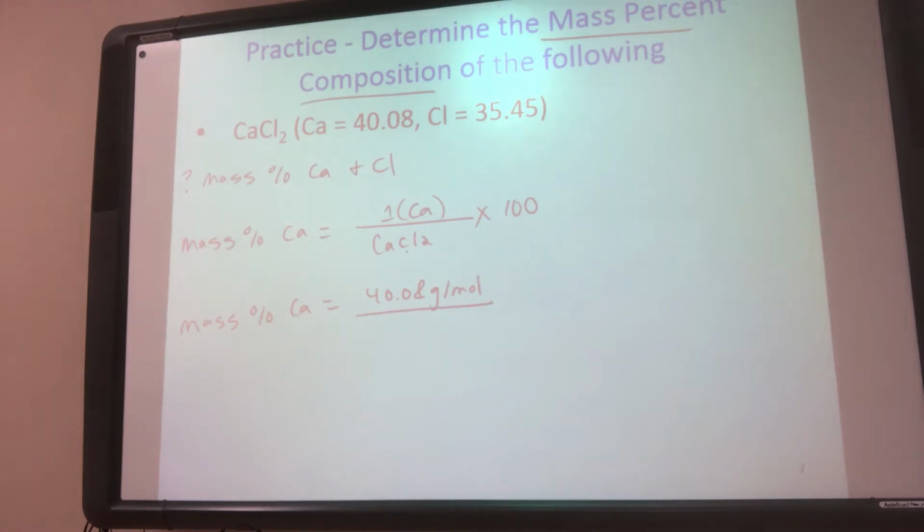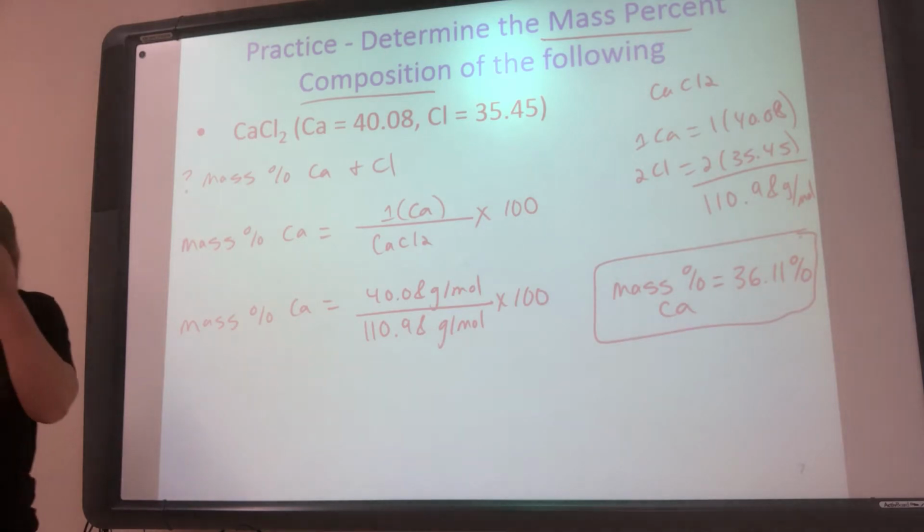divided by the mass of the whole thing. So I need to add up the whole thing. You have 1 Ca, you have 2 chlorines. This is 1 times 40.08. This is 2 times 35.45. And you get 110.98 grams per mole. So then we do 40.08 divided by 110.98 grams per mole times 100, and when we do this math, we get that the mass percent is going to be 36.11% for Ca.